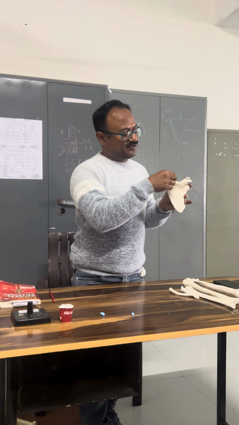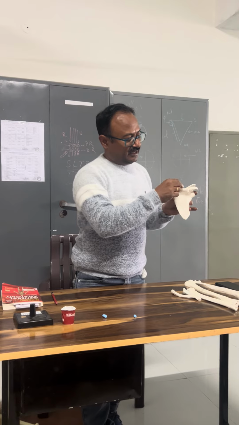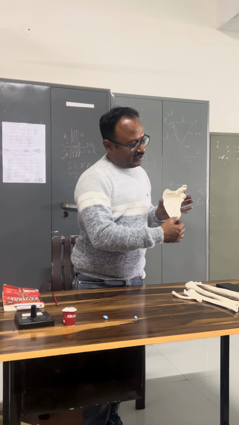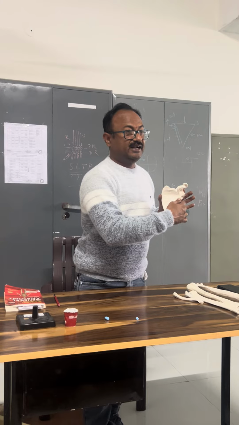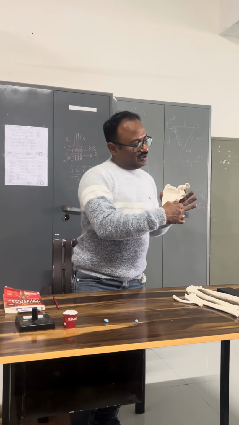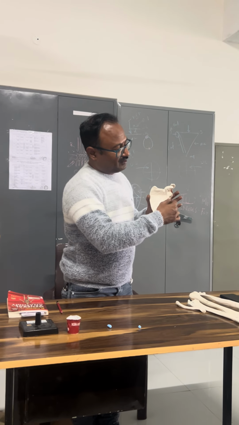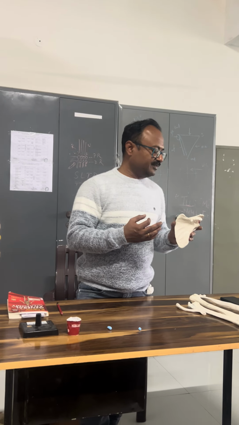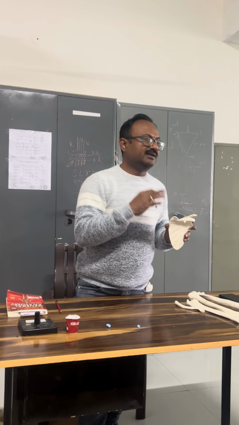The medial border extends from the superior angle to the inferior angle. It is a thin border. The lateral border extends from the lateral angle to the inferior angle. It is a thick border, the thickest border, and it acts as a lever. So we have seen the three angles and three borders.